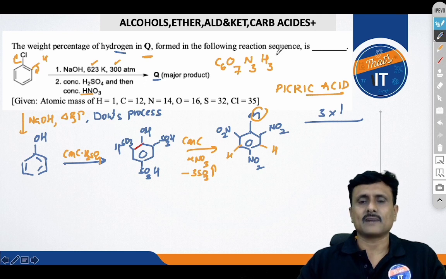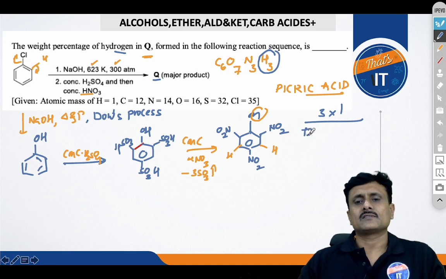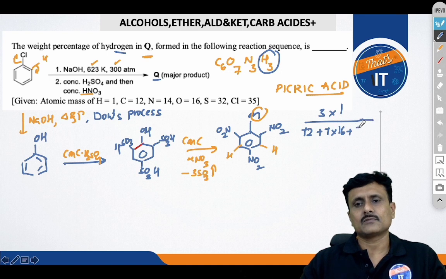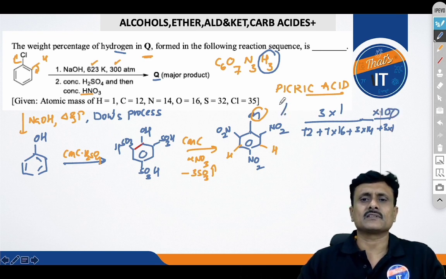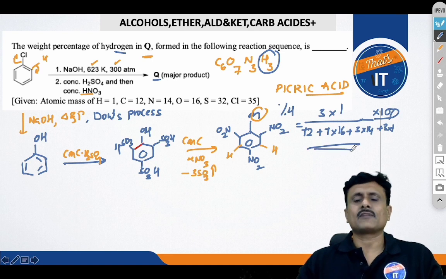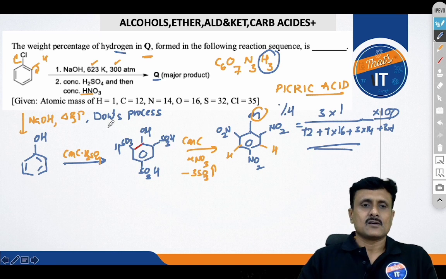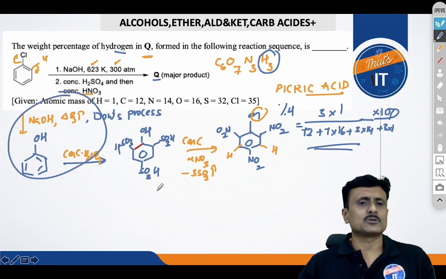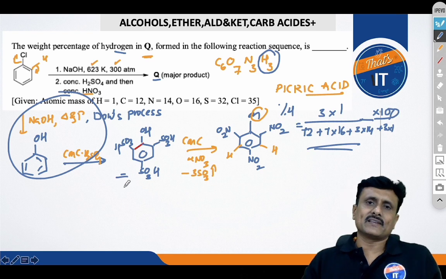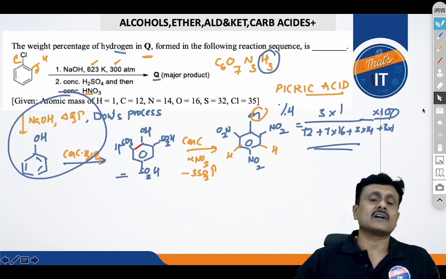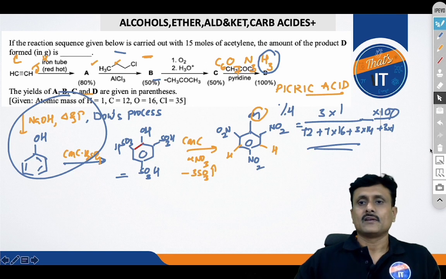So you are determining the mass percentage, that is 3 into the mass of hydrogen by the total mass, that is equal to 6 into 12 plus 7 into 16 plus 3 into 14 plus 3 into 1, into 100. So that's it. This is the percentage of hydrogen that you have to find out for this compound. So easy question, straight question. Only this part needs to be focused on. This is anyway the basics of electrophilic aromatic substitution that you will cover in your board exam also, isn't it? Let's see the next question.